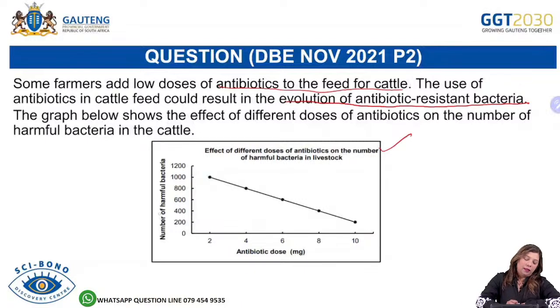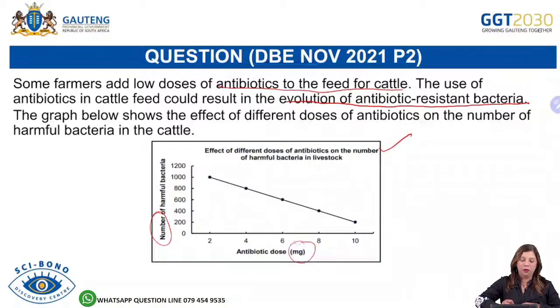And then we got the number of harmful bacteria. So it's 200, 400, 600, 800, and goes on. So what's happening? The lower we go, the less the harmful bacteria. The higher we go, the more the harmful bacteria. We don't want to go there because that's danger zone. Okay? And then if we look at the antibiotic dose, this is the amount of milligrams that they give to the cattle in the cattle's food.